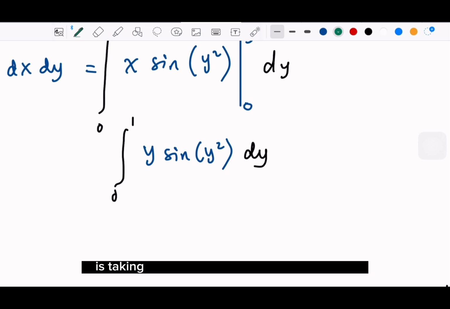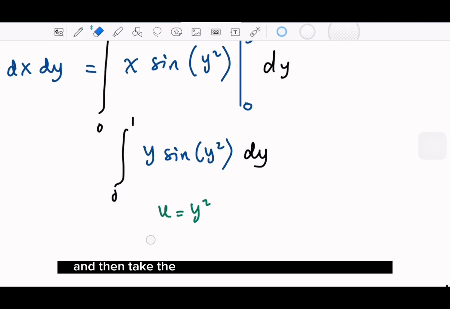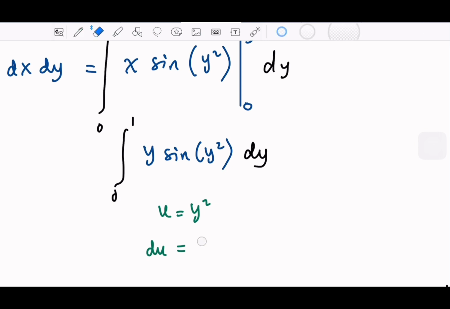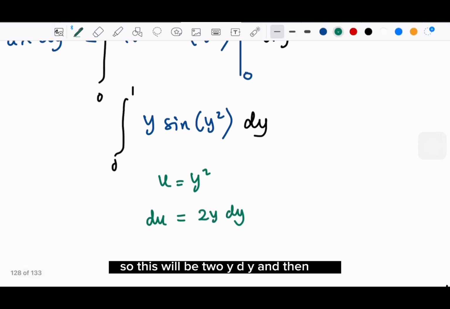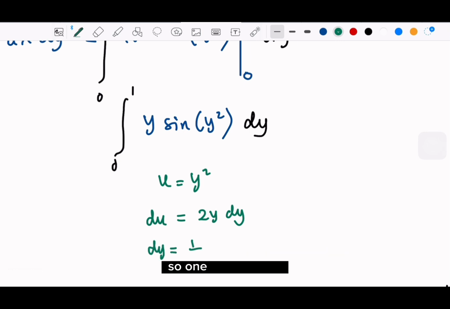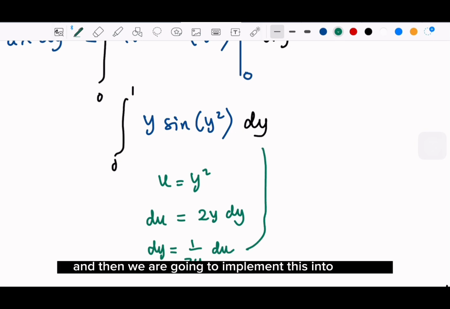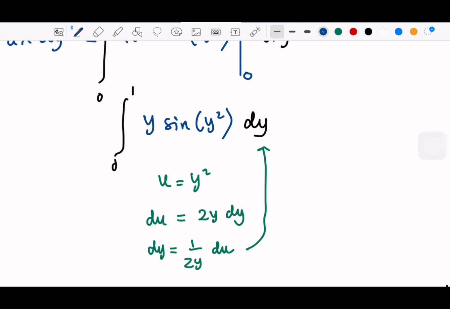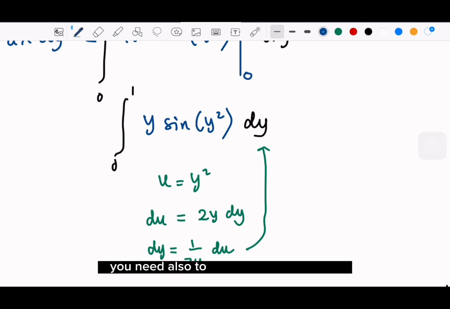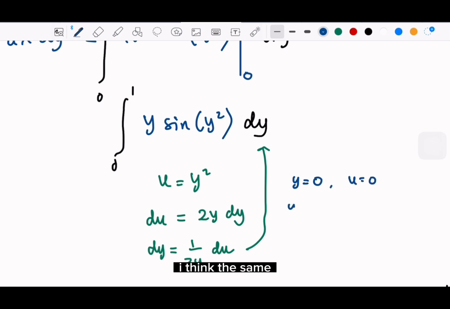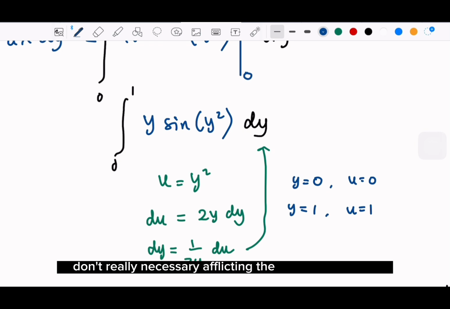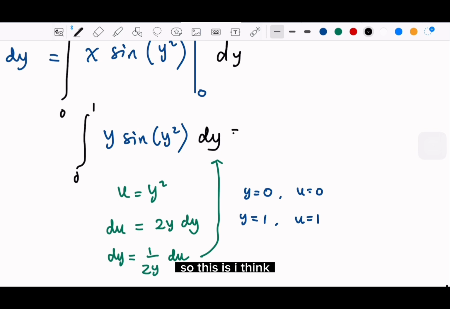But the easy way to solve this is taking the y squared as some other variable, what we call sometimes u, or any variable you want to take as a substitution. Then take the derivatives for both of this u and y. So this will be 2y dy, and then dy is 1 over 2y du, and we are going to implement this into our dy. We exchange all, and don't forget, if you want to change the whole integration, you need to also change the endpoints. When y is equal 0, u is 0, and this is I think the same. So if you have a mistake here, it doesn't necessarily affect the conclusions, so this should be okay.